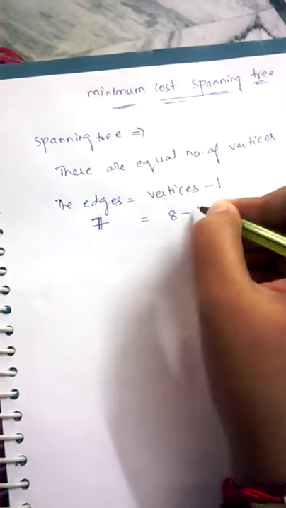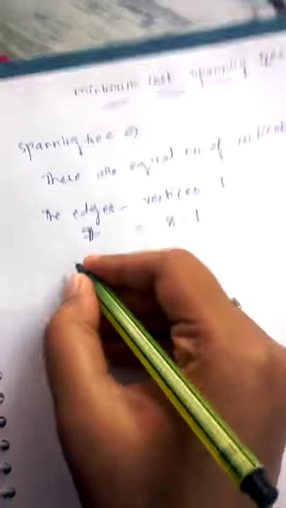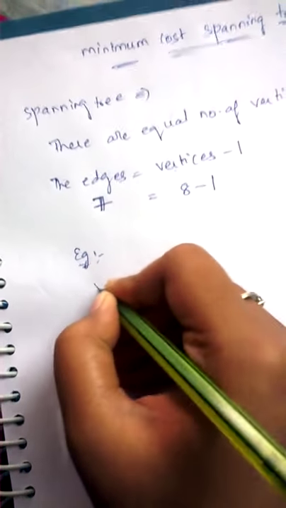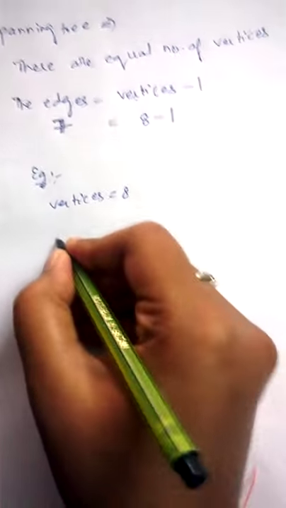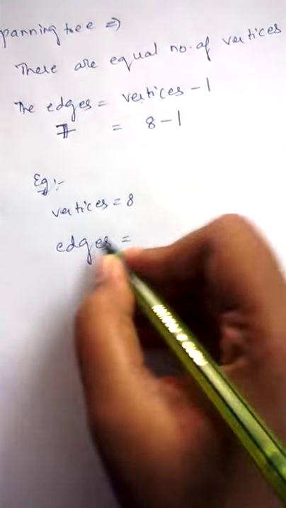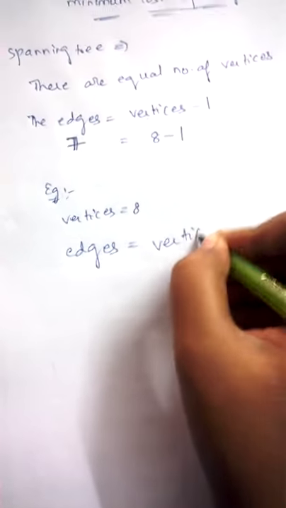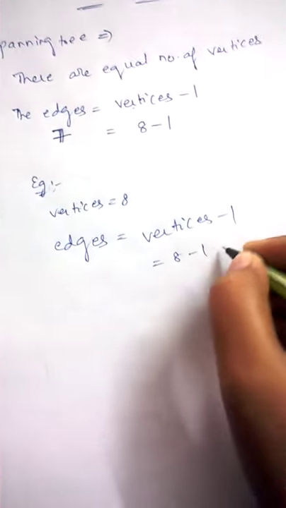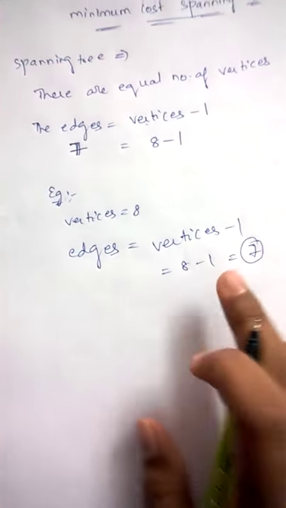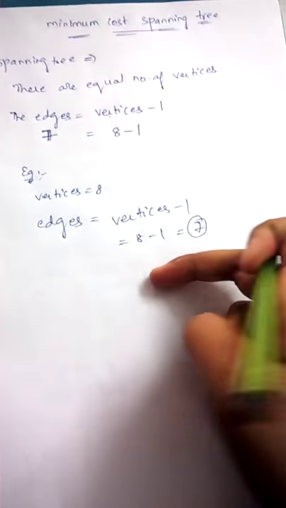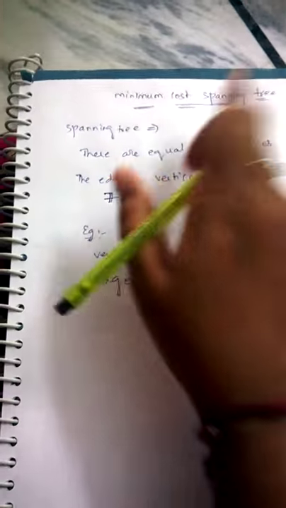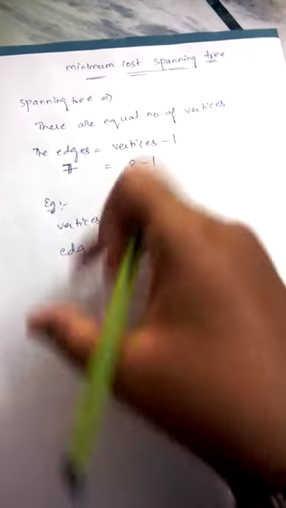Minus 1, I will explain. Consider this example. You have 8 vertices, then the count of the edges should be vertices minus 1. So 8 minus 1, you should have only 7 edges. If there are 8 vertices, you have to have only 7 edges, then that tree is called a minimum spanning tree. This is the formula based method.